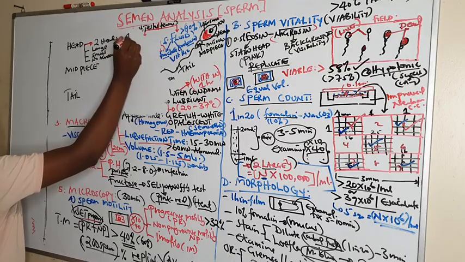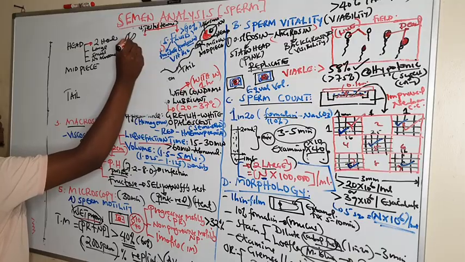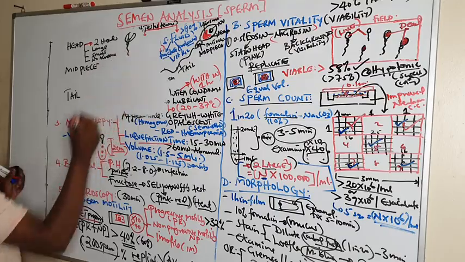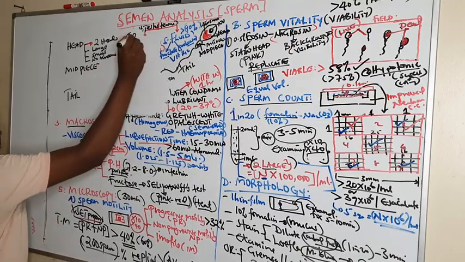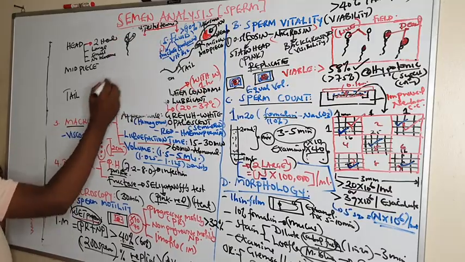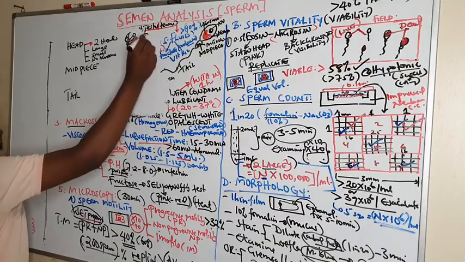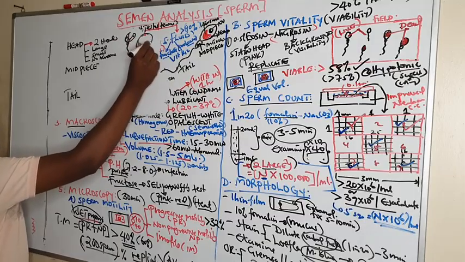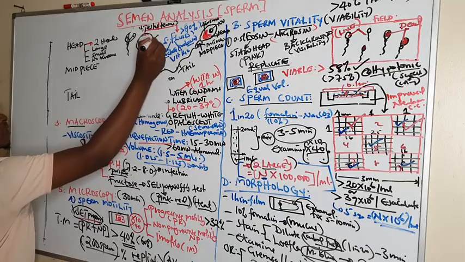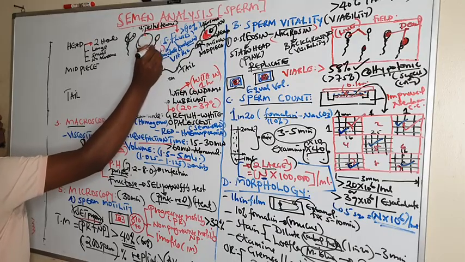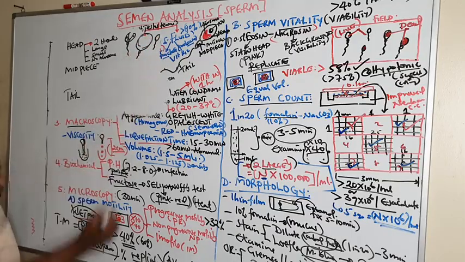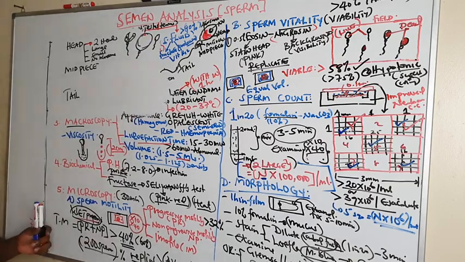Sperms with two heads, you find a sperm like this, having two heads, one midpiece and one tail. So this one is an abnormality. Or another sperm, the normal head is like that, you find a sperm with a very big head. Another one with a small head. Those are some of the abnormalities.